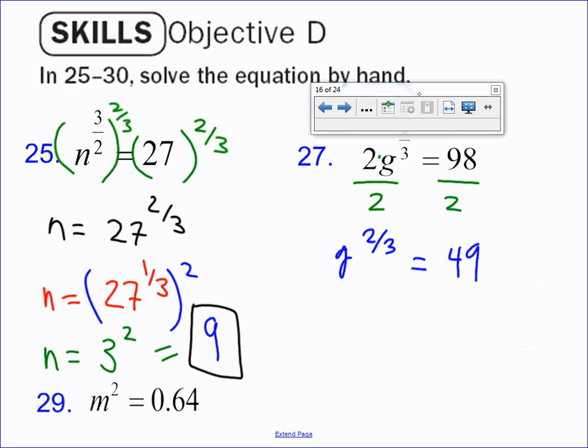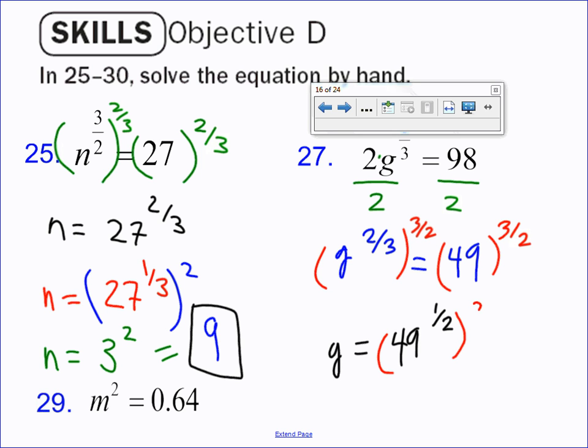Now we're going to solve. So how do I undo a 2/3 power? Taylor? Do the reciprocal. Good. We'll raise both sides to the 3/2 power. That undoes the 2/3 power. So I get g by itself, and that equals 49 to the 3/2. What's that? Well, it's 49 to the 1/2, and then all cubed.